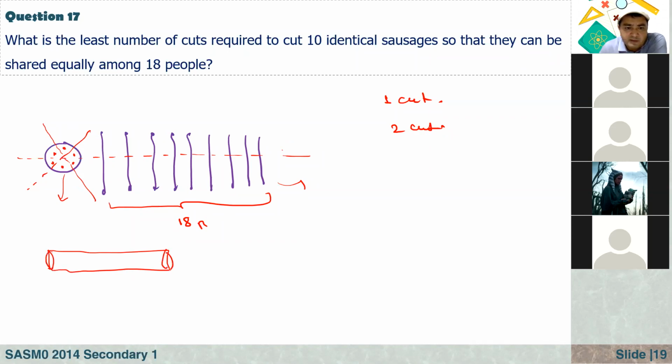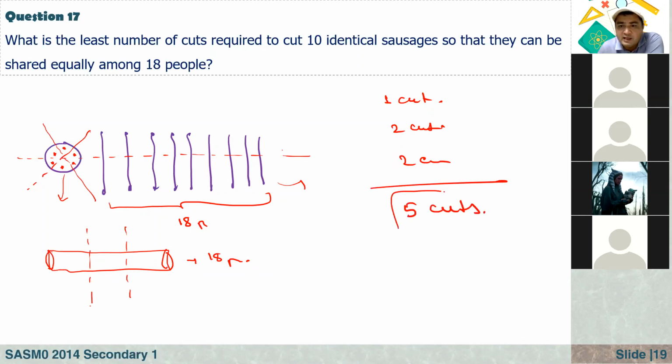And like a cylinder, right? Now I will cut from here and I will cut from here. So here, as you see, 1, 2, 3, 4, 5, 6 pieces. If I cut here one more cut and one more cut, how many pieces? Here we have 18 pieces. So 2 more cuts, right? Altogether, just with 5 cuts, straight cuts, I can divide these 10 identical sausages into 18 equal parts so that each person receives the same amount of sausages.